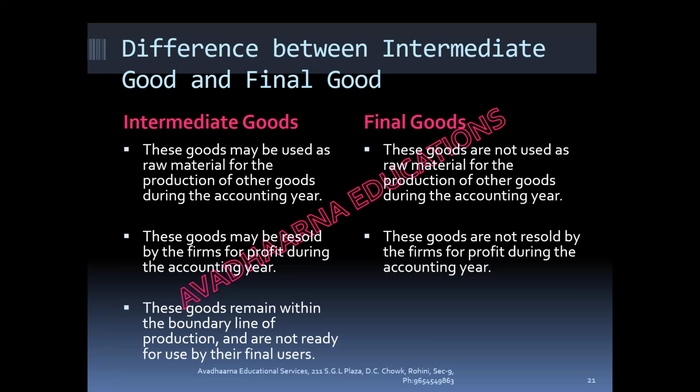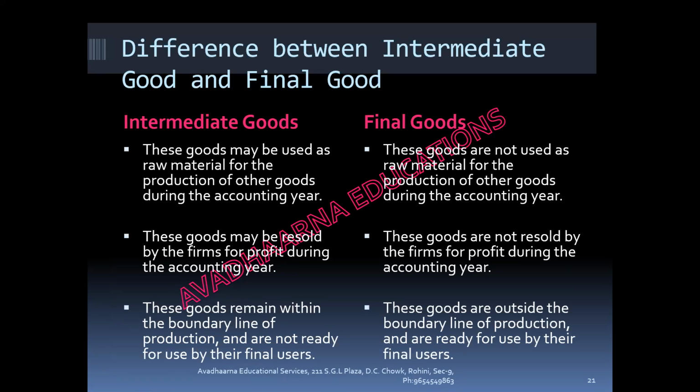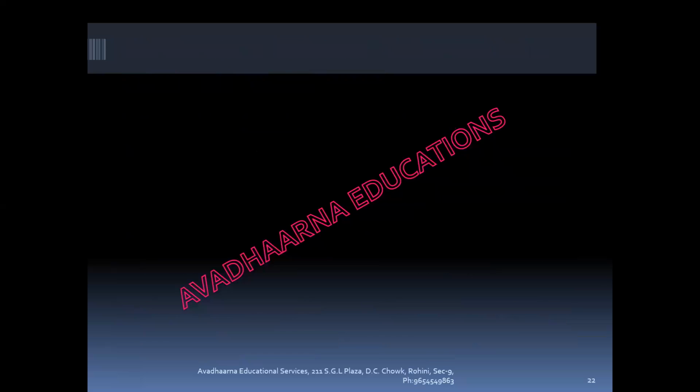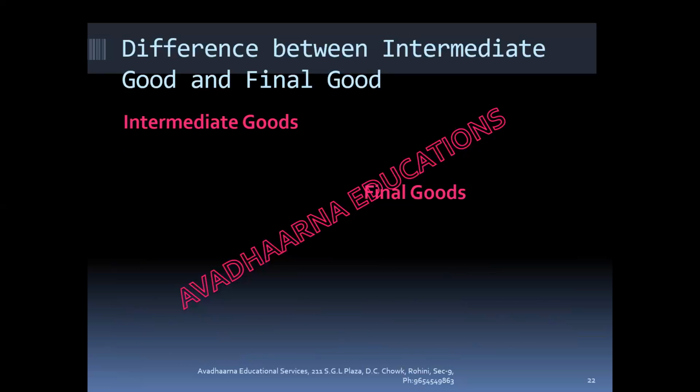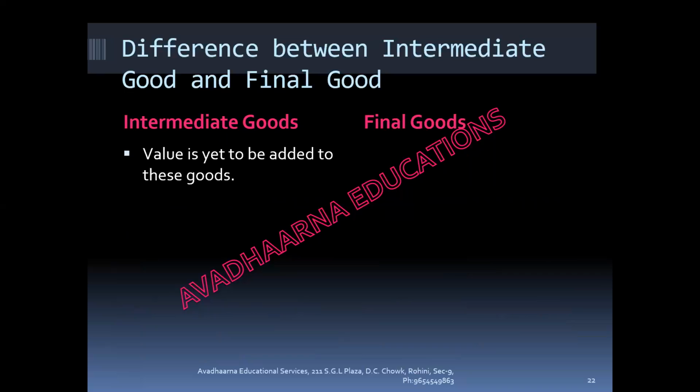Intermediate goods remain within the boundary line of production and are not ready for use by their final users. On the other hand, final goods are outside the boundary line of production and are ready for use by their final users. The next point of distinction is the value of the intermediate good is yet to be added to these goods. The value is yet to be added to these intermediate goods.